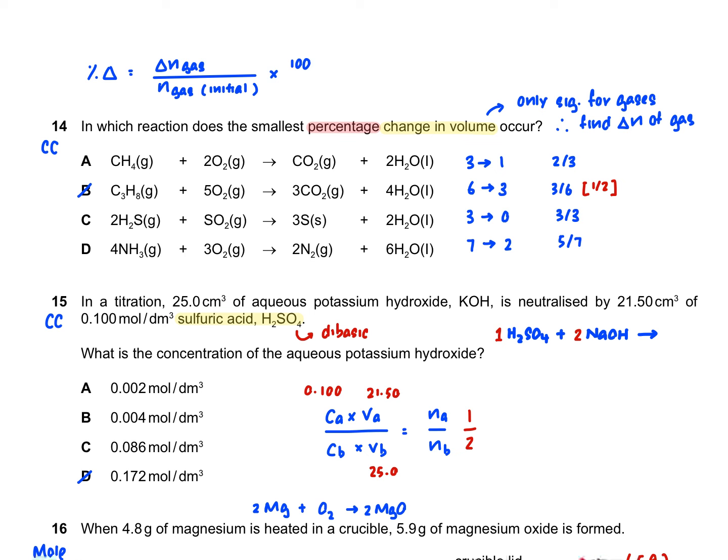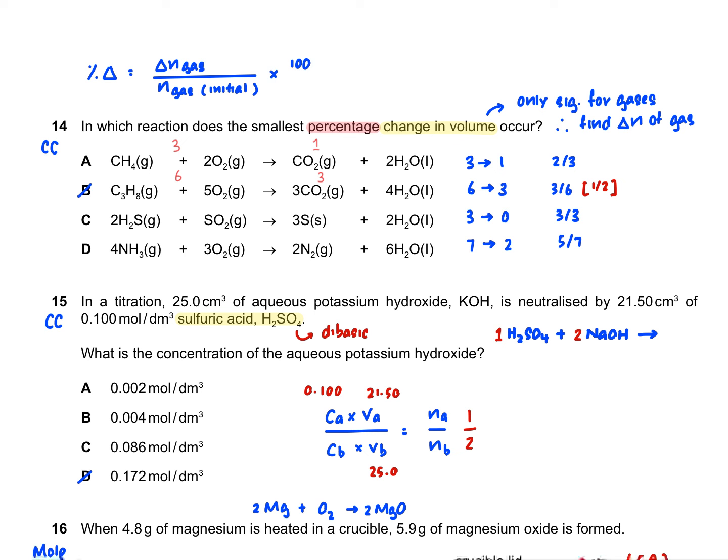at the start of the reaction there were 3 moles of gases. At the end of the reaction there was only 1 mole of gas. So the change in the number of moles of gases would be 2, and the percentage change would then be 2 over 3. For the correct option, if we look at option B, before the reaction there are 6 moles of gases, and after the reaction there are only 3 moles. So the change in number of moles of gases is 3, and the percentage change would be 3 over the initial number of moles of gases, which is 6. If you compute the percentage change, you will find that B has the smallest percentage change.